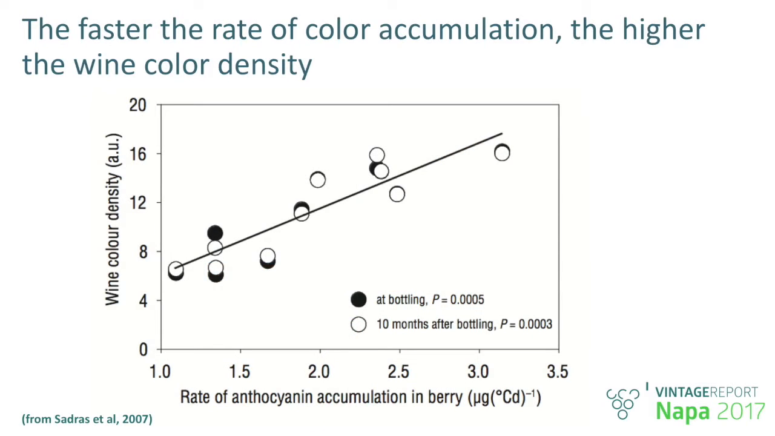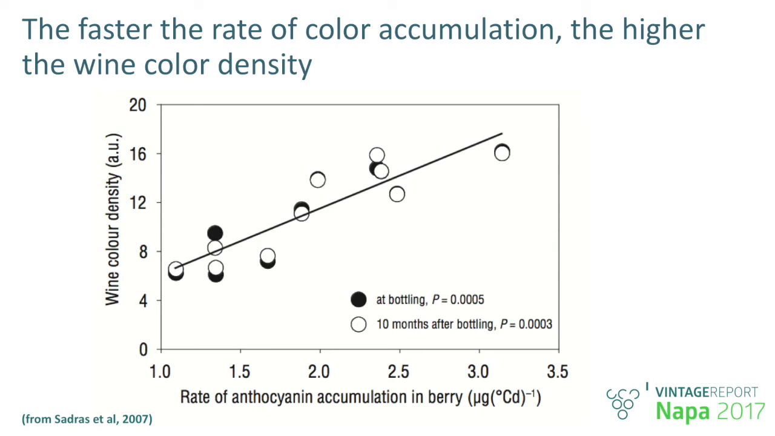But why focus on color? Again, I'd like to share with you these results that I think are interesting. The black dots are wine color density at bottling, and the white dots are how persistent the color density was after 10 months. You see that there is a good match, which means that the color density you monitor at bottling remains the same in those samples 10 months after it.